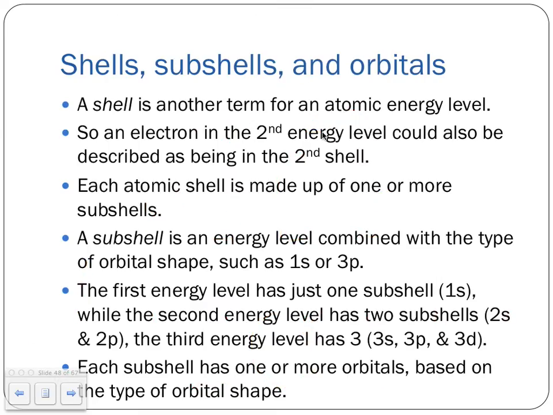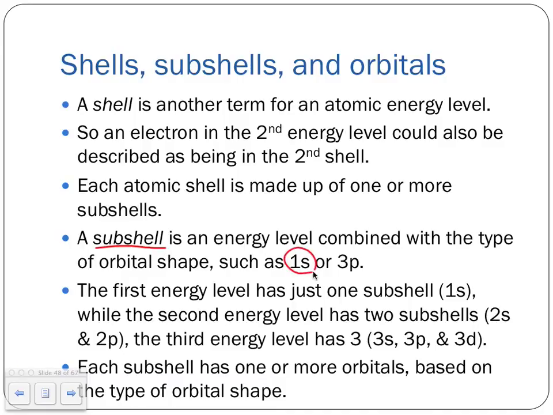So let's do some more terminology. A shell in an atom is another term for an atomic energy level. So if you had an electron in the second energy level, you could also say that it's in the second shell. It's just a different way of saying what we've used before with energy levels. Now each shell is made up of one or more subshells. And a subshell is an energy level combined with a type of orbital shape, such as 1s or 3p.